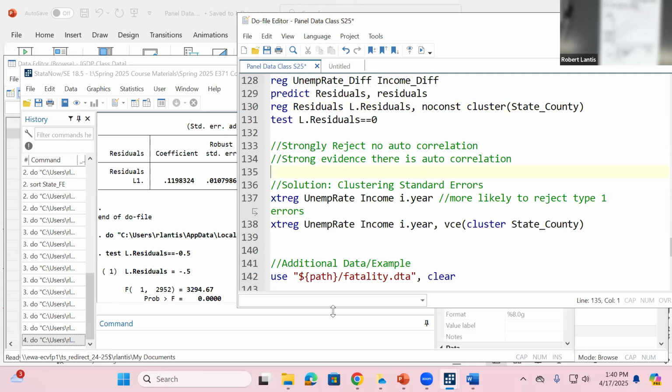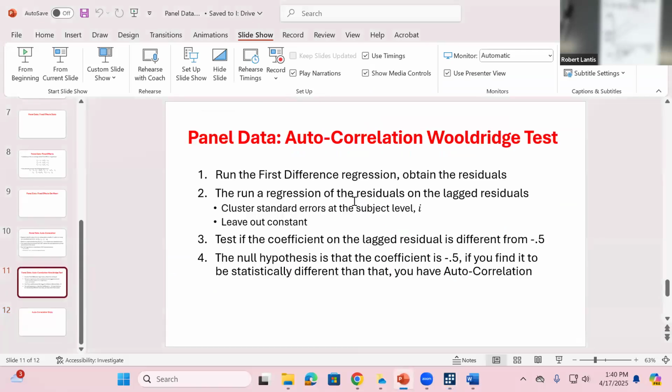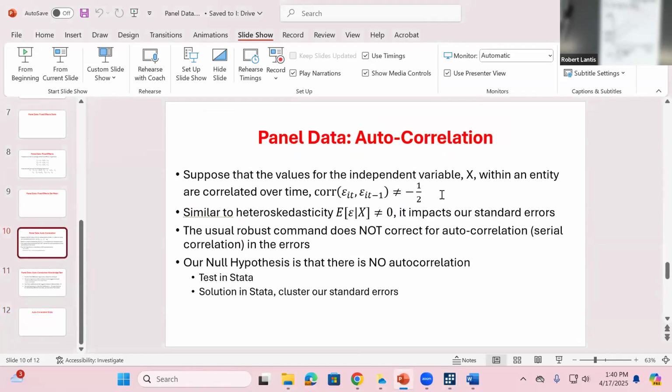So we can reject that the autocorrelation value is negative 0.5. This gets kind of tricky. Remember, if I did have autocorrelation, the coefficient I find would be negative 0.5. We just found a p-value of 0, so we said we can reject that. So what are we trying to test for? We're trying to test whether or not there's no autocorrelation.